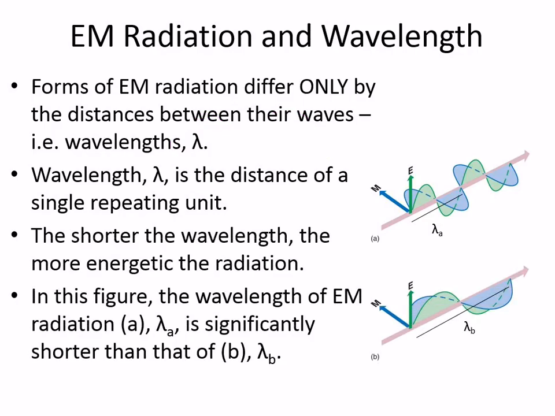But what I want you to kind of know, it's on the next slide, is the order of the cousins, the order of the families. We have gamma rays and then X-rays and then ultraviolet, visible, infrared, microwaves, and radio waves.